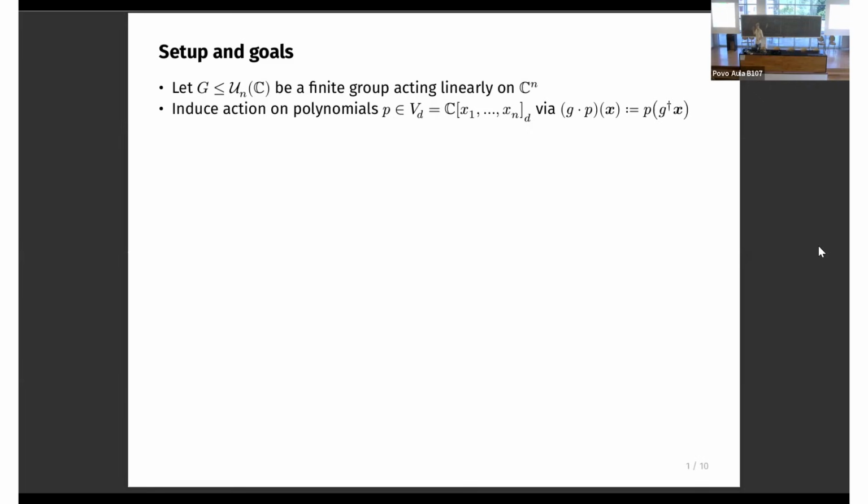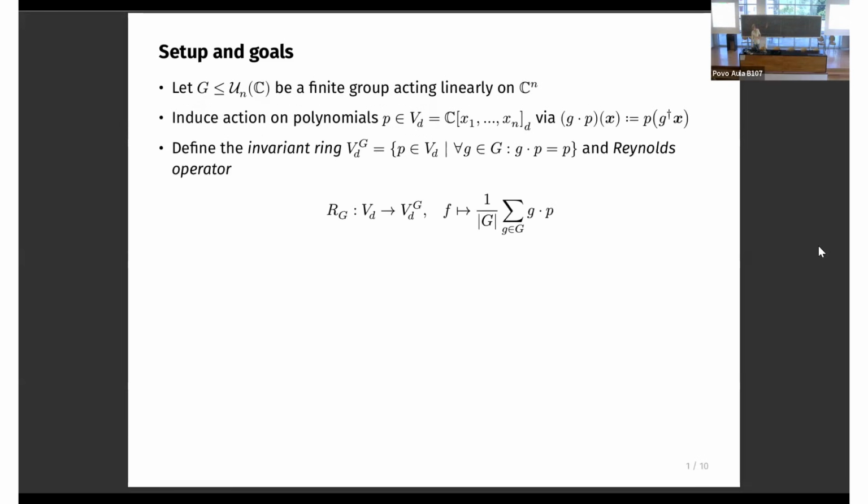So we are in a setting where we have a finite group. We just take it as a subgroup of the unitary matrices, and we take the linear action on C^n. And this induces an action on the polynomial ring. We always want a finite dimensional representation, so we just truncate the polynomial ring. And then we also have the invariant ring, which is all of the polynomials up to degree d, which are left invariant under this induced action.